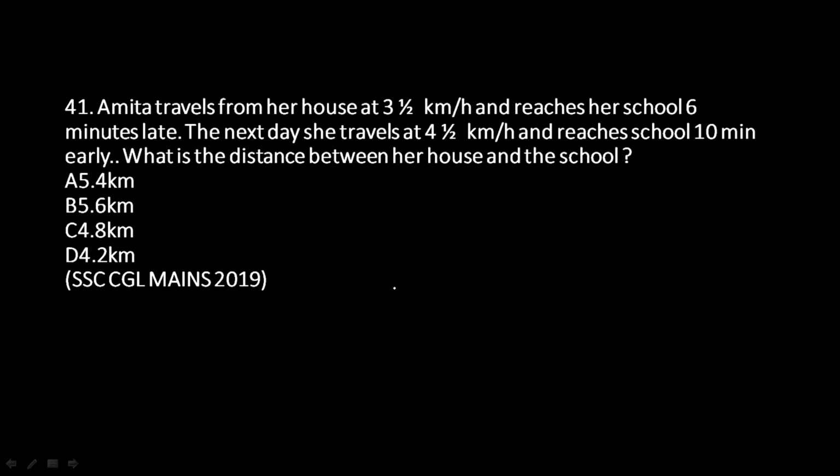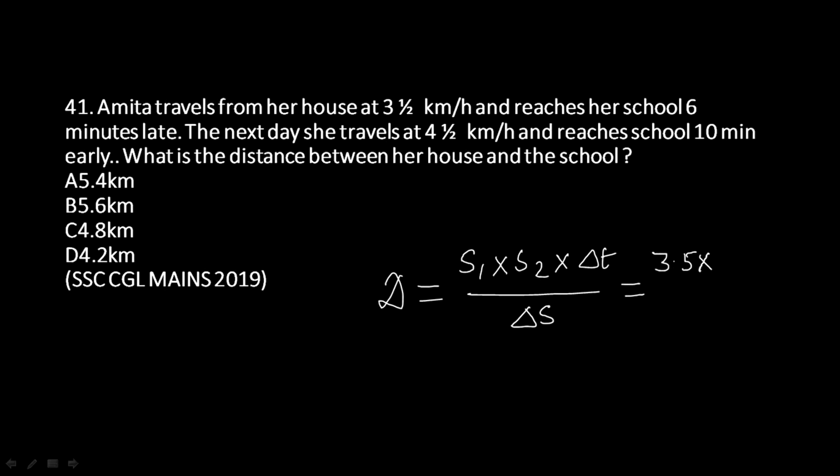We have discussed earlier that in this kind of question, distance is equal to speed 1 multiplied by speed 2 multiplied by the difference of time, divided by the difference of speed, right? This is a simple equation. 3.5 multiplied by 4.5 multiplied by what is the difference of time? The difference of time is 6 minutes late and 10 minutes early, so it will be summed up.